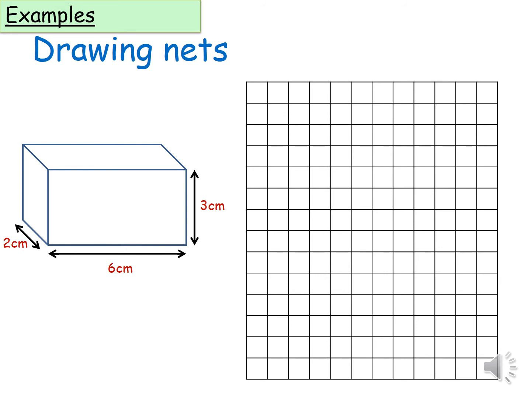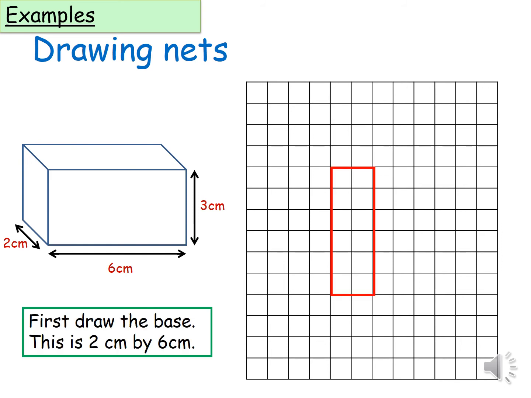Okay, so you should have gone through that. What I'm going to do now is go through the net of this 3D shape. So first things first, like I said on the previous slide, you need to calculate the base. The base of this diagram, if you have a look on the left hand side, is 2 centimeters by 6 centimeters. So this base here is 2 centimeters wide and 6 centimeters long. So that is our base.